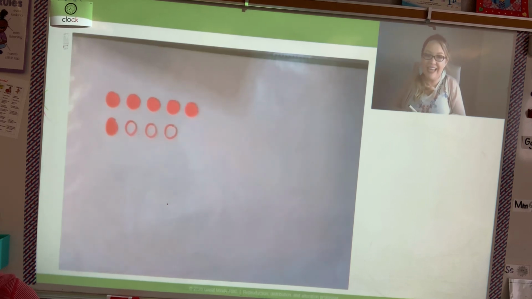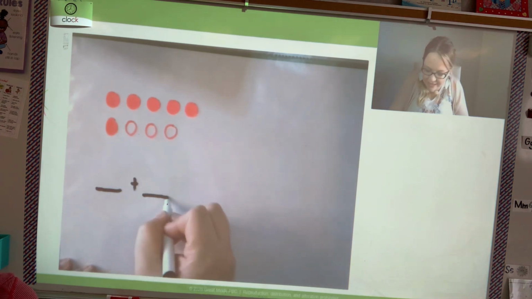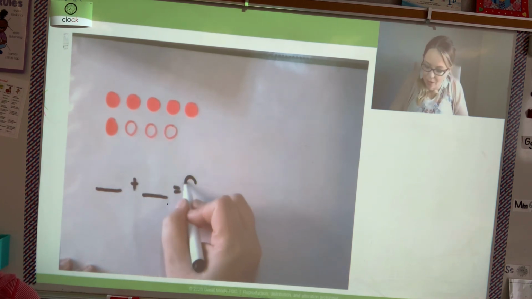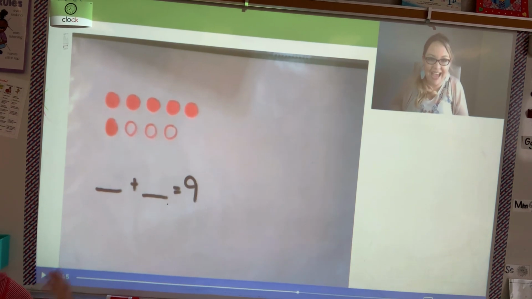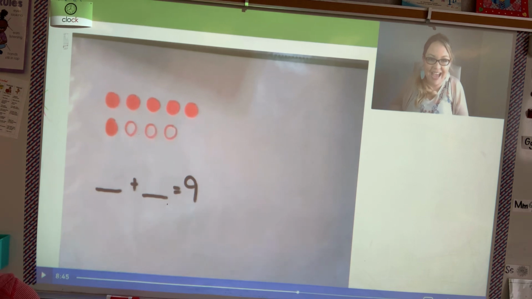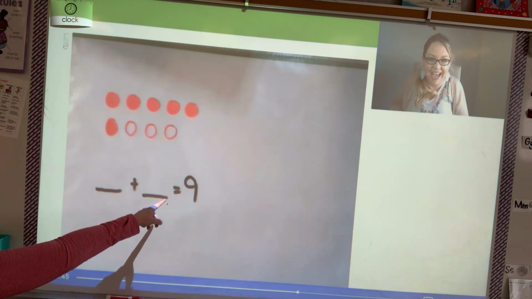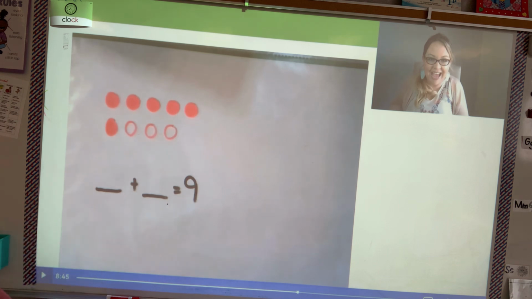Great thoughts. Yes, we could write our parts first and then show our whole number after the equal sign. Oh, she did the opposite. Now, even though she did the opposite of what Landon said, is Landon still correct? Thumbs up if you agree. Yes, he is. You can choose to start with your whole and say what your whole equals, or you can start with the 2 parts. Either way is correct.